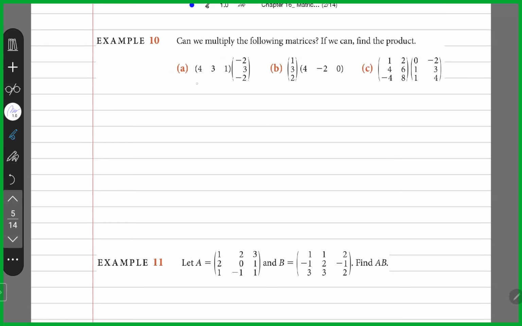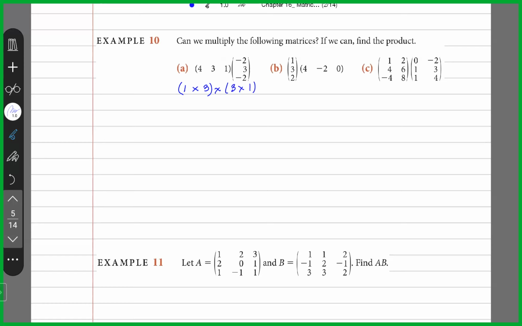So in A, the first matrix is a 1 by 3 matrix. And you're asked to multiply this by a 3 by 1 matrix. So yes, it is possible to multiply the two matrices because the number of columns in the first matrix, 3, is equal to the number of rows in the second matrix, which is also 3.